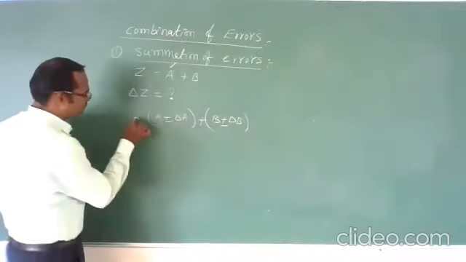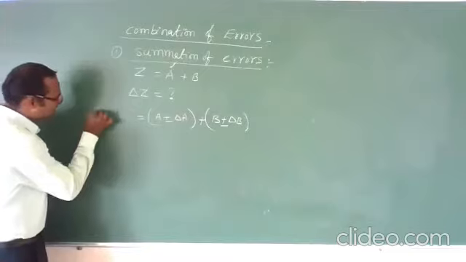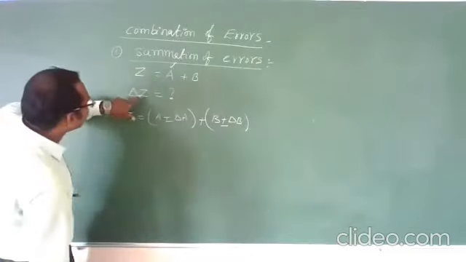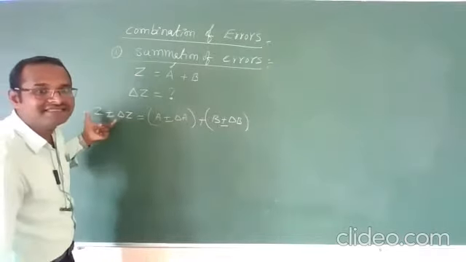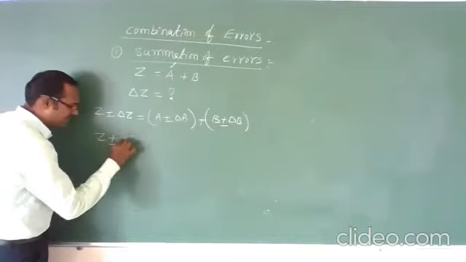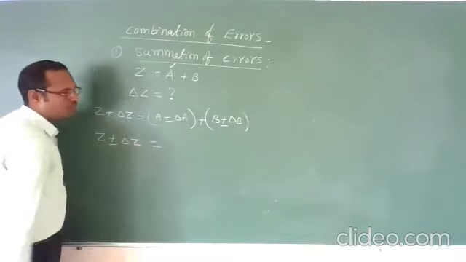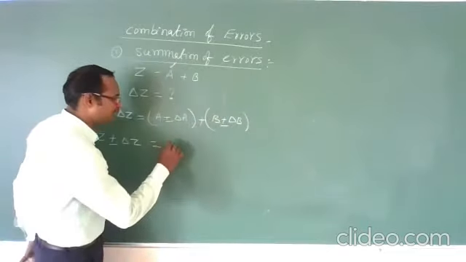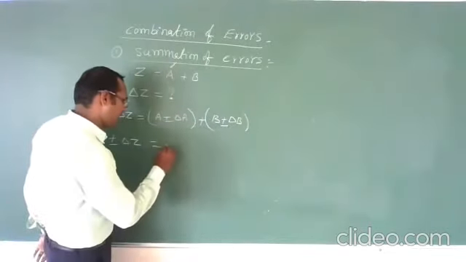Now this total can be written as Z plus or minus delta Z. The total Z value can be written as Z plus or minus delta Z. Now I'm writing Z plus or minus delta Z is equal to, and I am writing all these values in it. So what is it?